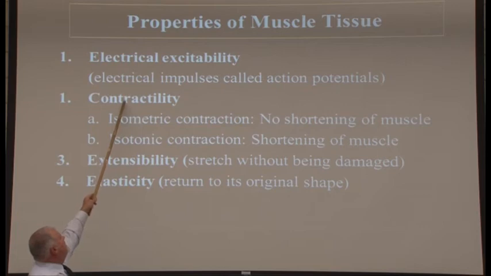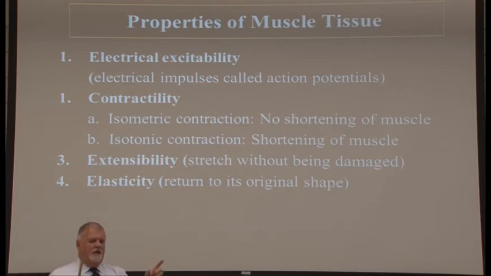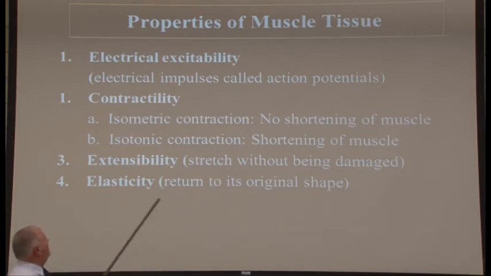So not only does it have to be electrically excitable, but it has to have contractibility. The muscles essentially have to be able to go from a relaxed state where they're longer to a contracted state where they're shorter. And it's that shortening of skeletal muscle that allows for actions to actually occur at joints.